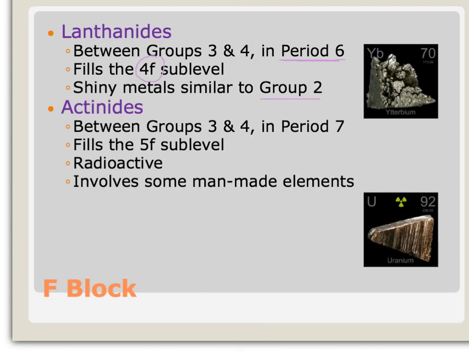Then the last group are the actinides. Again, they are sliced out from between groups 3 and 4, and they exist horizontally within period 7. The 5F sublevel is being filled within the actinide group. Something very interesting about the actinides that we haven't seen or talked about yet is that they are all radioactive. And there are several man-made elements here. I believe there were only 4 naturally occurring actinides. I could be wrong on that number, but the rest of the group are man-made.